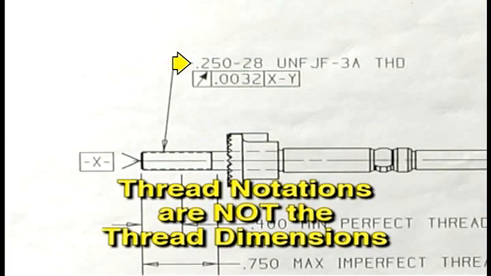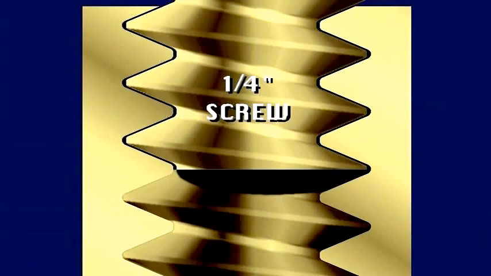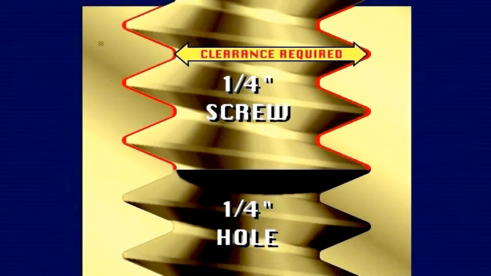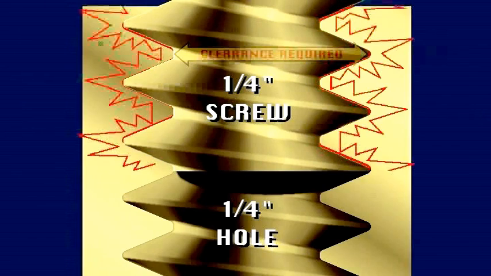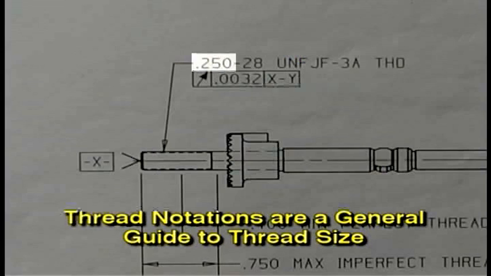The values found in the unified thread notation on a print should not be considered the actual dimensions of the threaded feature. For example, if a 1/4-20 screw is going to mate with a 1/4-20 tapped hole, there must be a certain amount of clearance between each of them. The screw and the hole cannot both be 1/4 inch in diameter, or the parts would not have enough clearance to allow them to thread together. Therefore, the values found in a thread notation only provide a general guide to the size of the threads required.